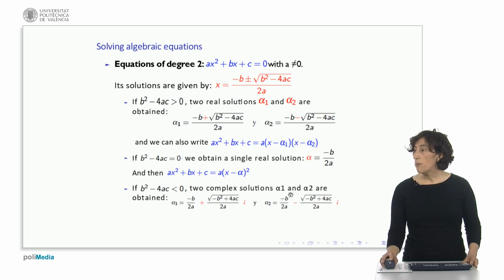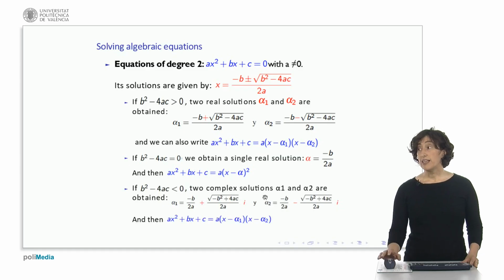For the positive root, we would have the root of minus (b squared minus 4ac). That is, we would change the sign because we add the imaginary number i. Then we would have minus b plus the root of (4ac minus b squared) times i, divided by 2a. And the other root would be with the negative sign. As you can see, they are conjugate complex numbers.